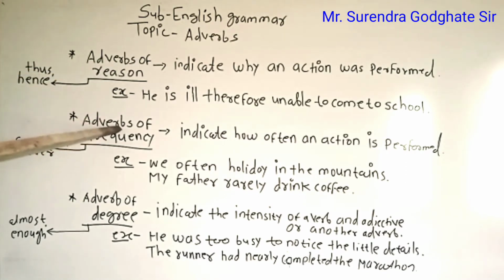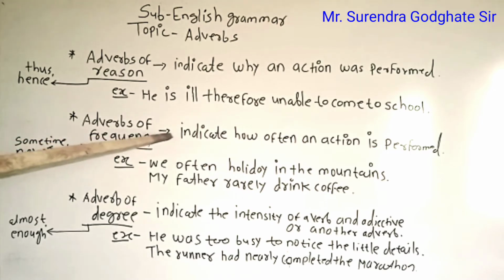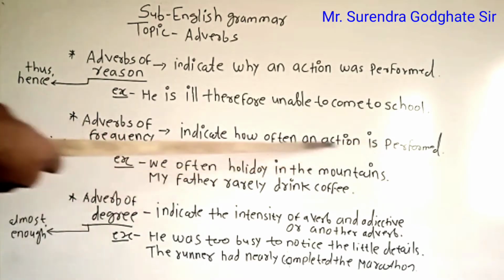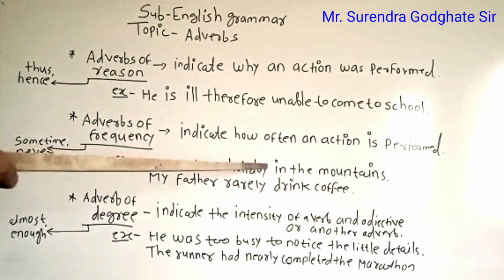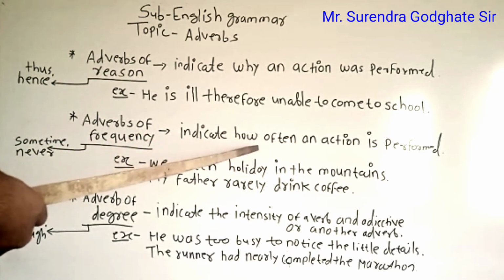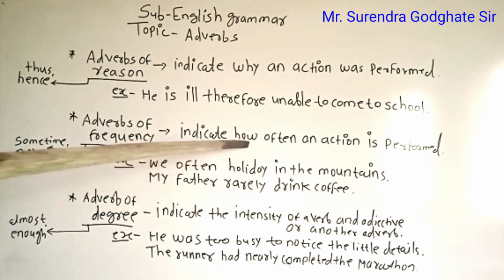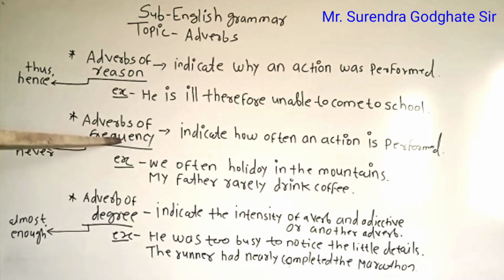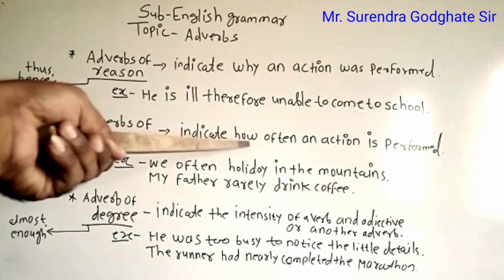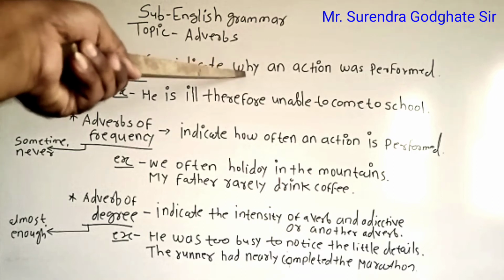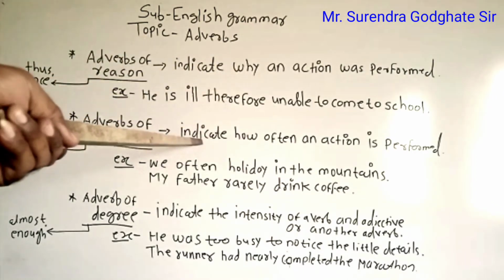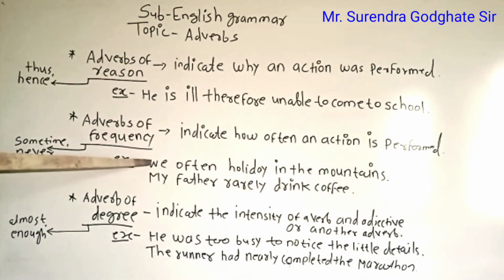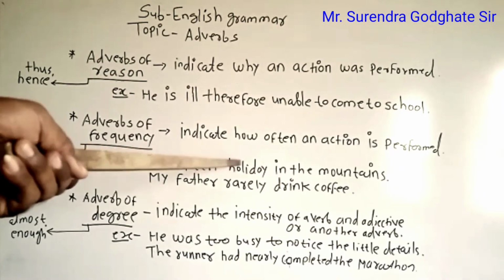Then next, the adverb of frequency. Adverbs of frequency indicate how often an action is performed. Are you getting it, students? How often? It shows the number of times of the action, isn't it? It means often, frequently. In the adverb of reason, we show why the action happened, and here we indicate how often the action is performed. Let us look at an example: we often holiday in the mountains.